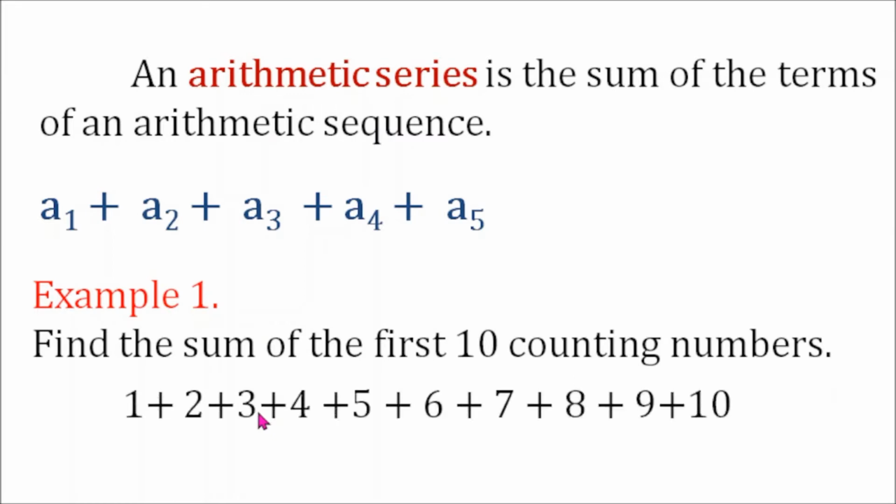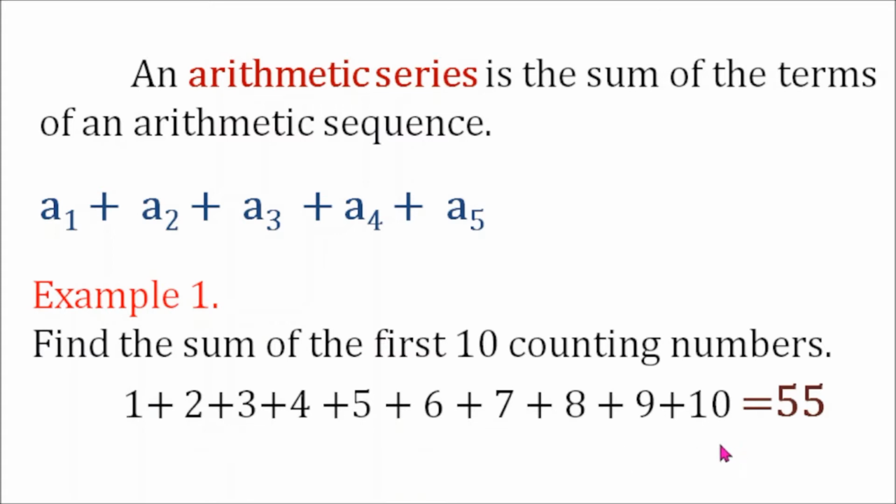For example, find the sum of the first 10 counting numbers. This means we are just going to add the first 10 counting numbers. So 1 plus 2 is 3, plus 3 is 6, plus 4 is 10, plus 5 is 15, and so on and so forth. And the answer here is 55. So adding the terms in an arithmetic series will be very hard work for us to do, especially if our list is just too long.